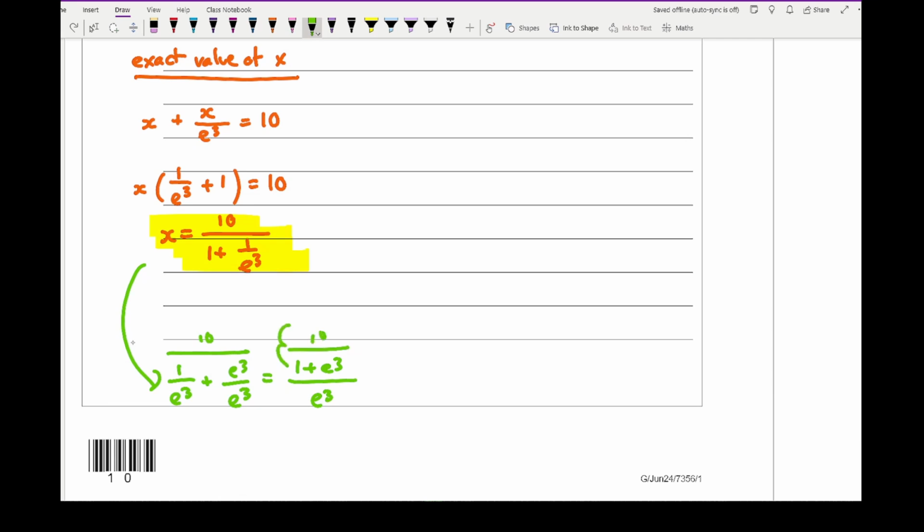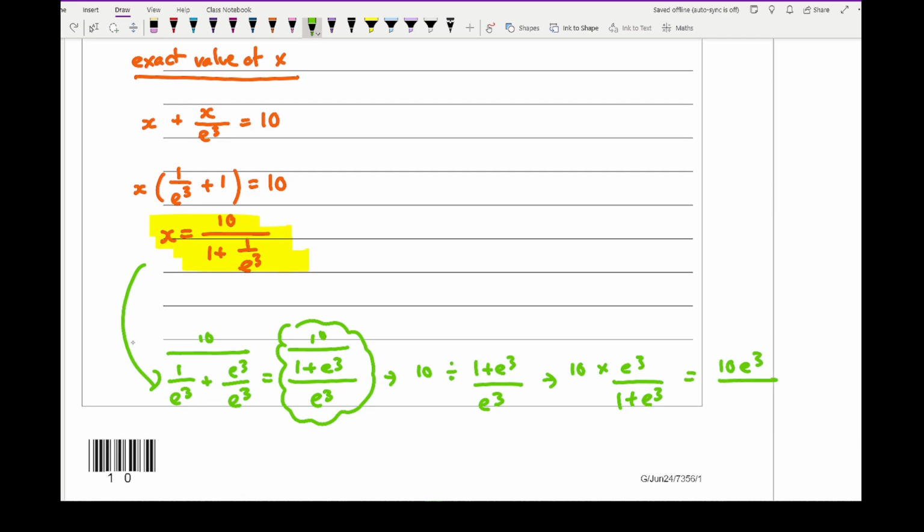Now this bit here, I can then simplify as 10 divided by 1 plus e to the 3 over e to the 3. And then with dividing fractions, we flip the fraction, so that becomes 10 times e to the 3 over 1 plus e to the 3, which then gives me a final answer of 10e to the 3 over 1 plus e to the 3, and that is my exact value of x.